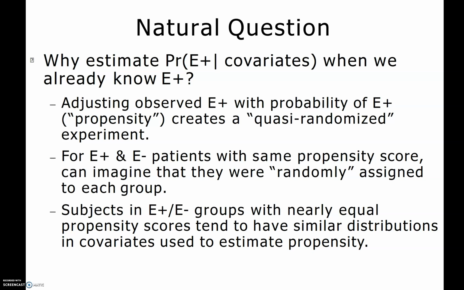Okay, so imagine for the people who take the aspirin every day, do the aspirin therapy every day, and those who do not, so the E plus and the E minus patients, some are going to have really close propensity scores. And you can imagine that they get just randomly assigned to each of the groups because they have the same characteristics. That is, subjects in those two groups, the treatment and the control groups, with nearly equal propensity scores tend to have similar distributions of those covariates. Those covariates are really similar. And for some reason, one of them took the aspirin every day and another did not.